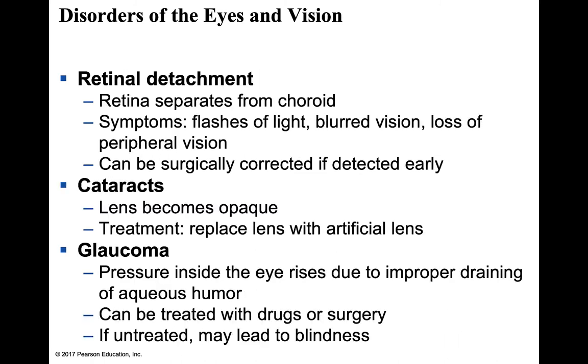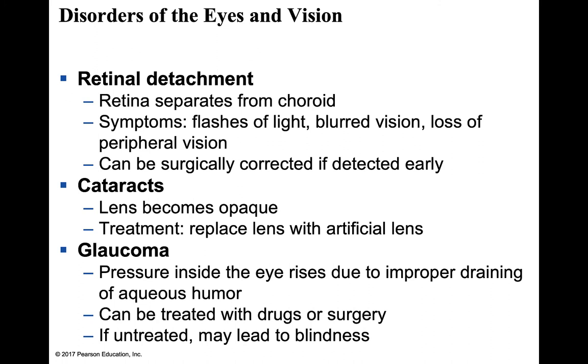Now, if we look at some common disorders associated with vision, you may have heard of a retinal detachment, which is common in individuals that have long, irregularly shaped eyeballs. There's extra stress that stretches the retina and increases its likelihood for detachment. The retina pulls away from the choroid, and common symptoms are flashes of light, blurry vision, and a loss of peripheral vision. If this is detected early enough, it can be surgically corrected.